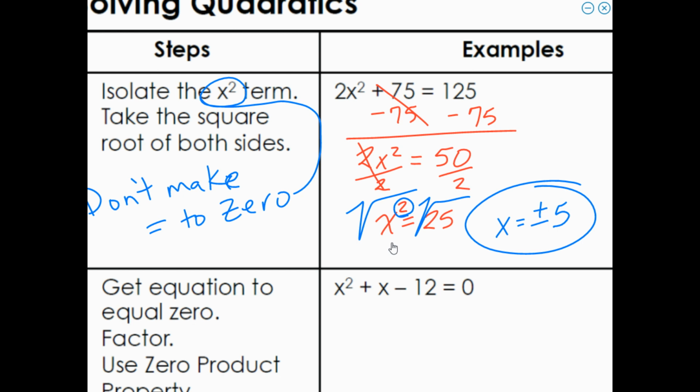This is why solutions to a quadratic are called roots, because we took the root of the problem, right?